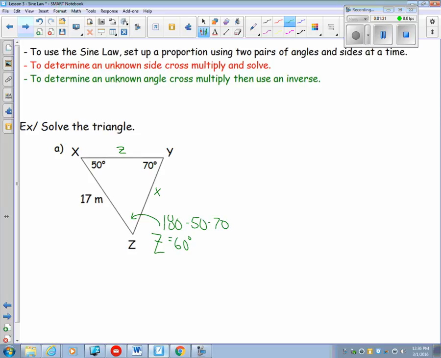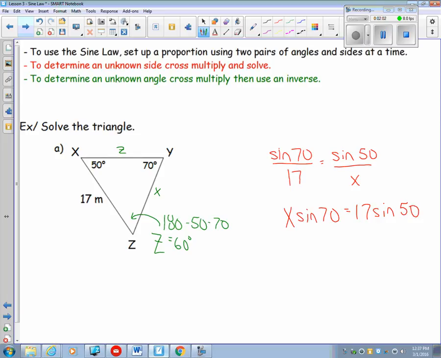So if I want to start solving this triangle with the parts that are missing, which are small z and small x, I have to set up a ratio that I know. I know that the sine of 70 is across from 17. And I know the sine of 50, looking at x, would be across from the small x. So I can set this up to cross multiply and solve. It's a ratio, it's two fractions equal to each other. When we cross multiply this, we get x sine 70 equals 17 times the sine of 50.